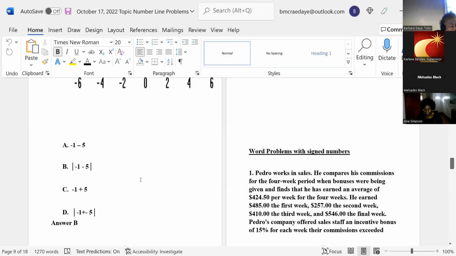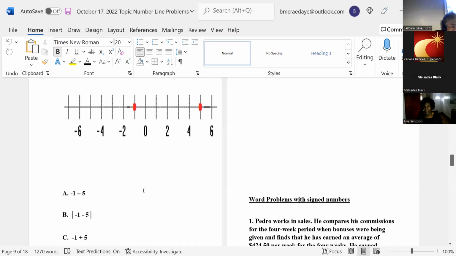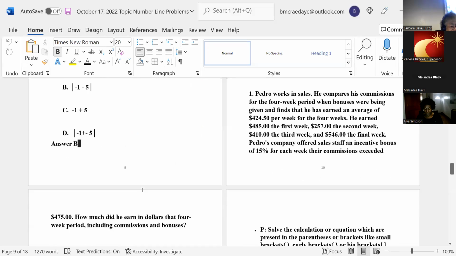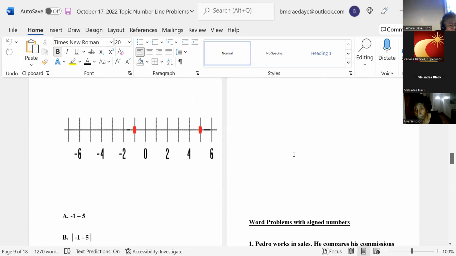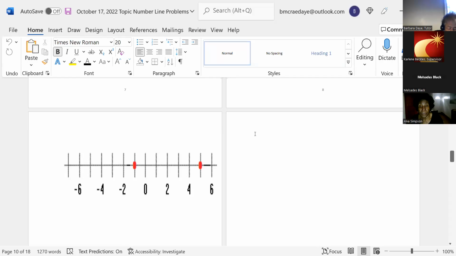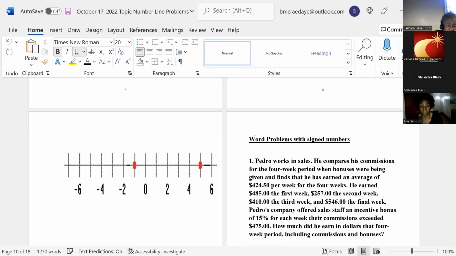Mercedes, you're getting the sign. Now, I just want you to do one more problem, a word problem on signed numbers. And here it is. Pedro works in sales. He compares his commissions for the 4-week period.